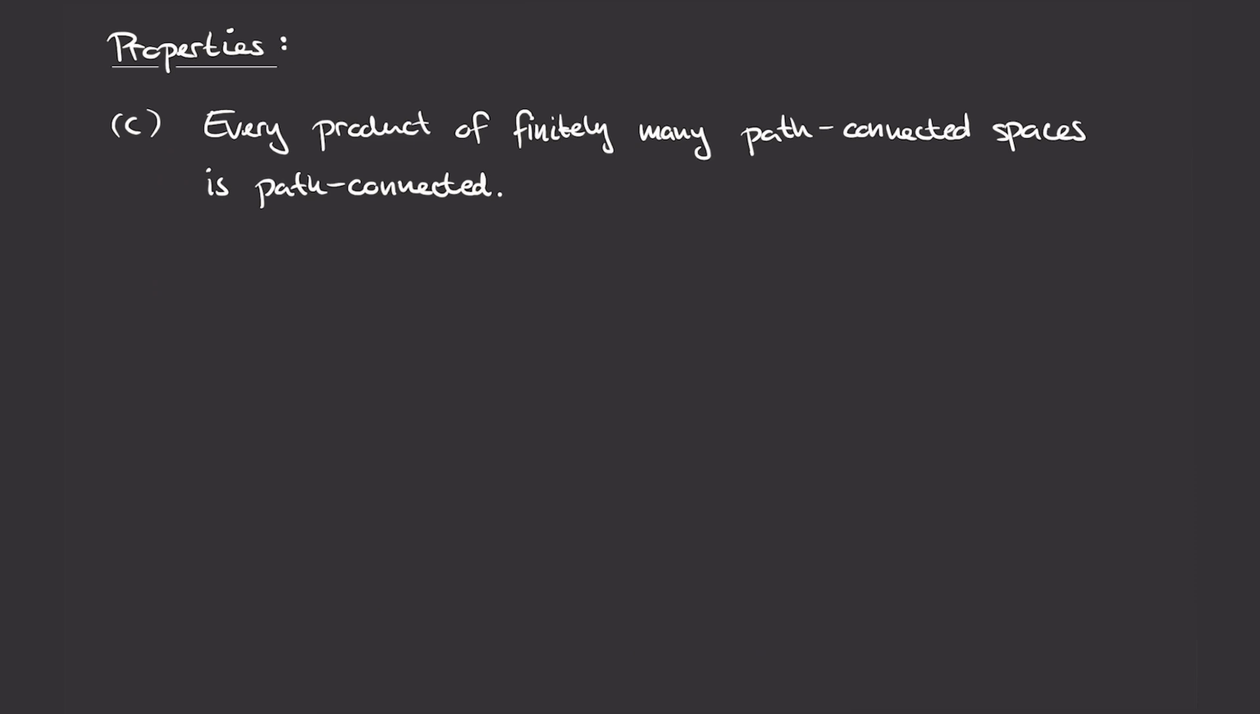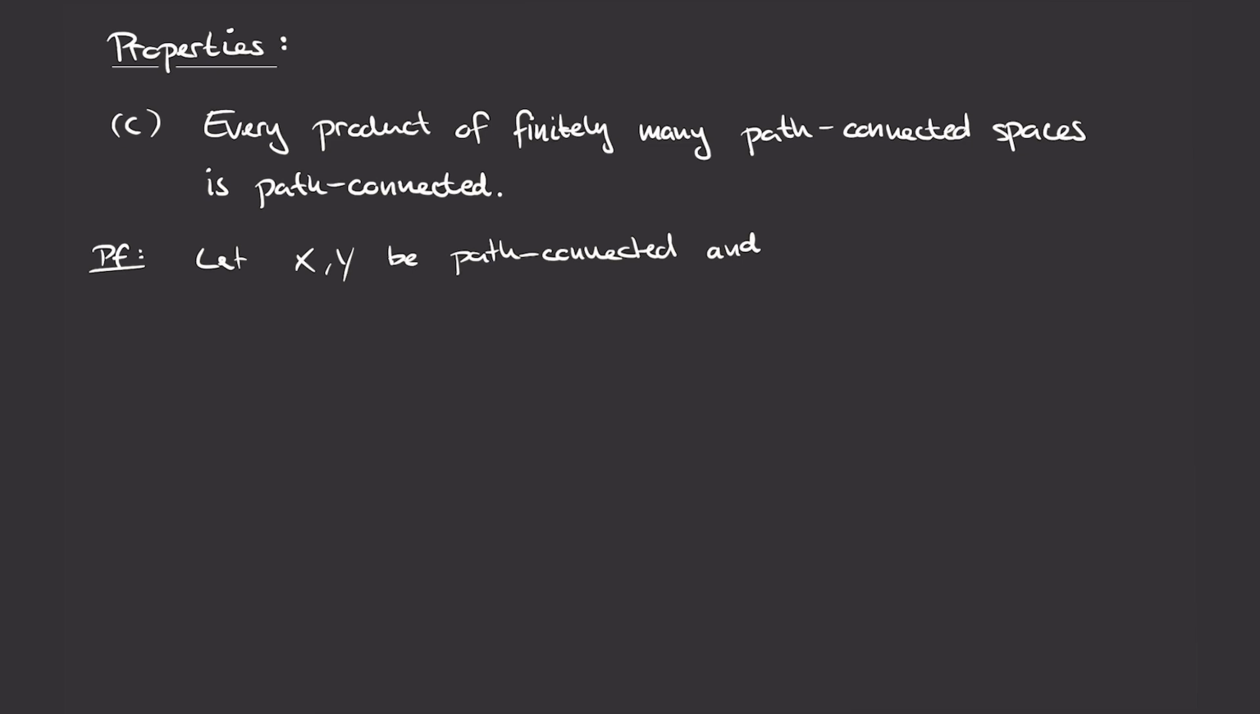Our next property is, again, something we saw for connected spaces, which also works for path-connected spaces, namely that if we take a finite product of path-connected spaces, then the result is again path-connected. By induction, we can reduce to the case where we just look at the product of two path-connected spaces because we can just iterate that a finite number of times. So we let x and y be path-connected. And we want to show that their product is path-connected.